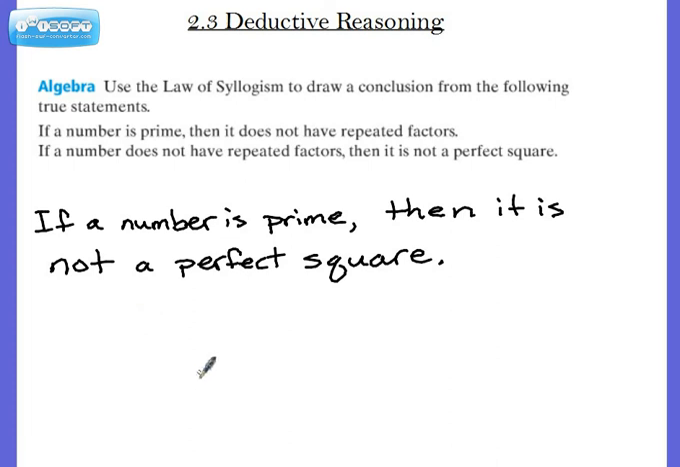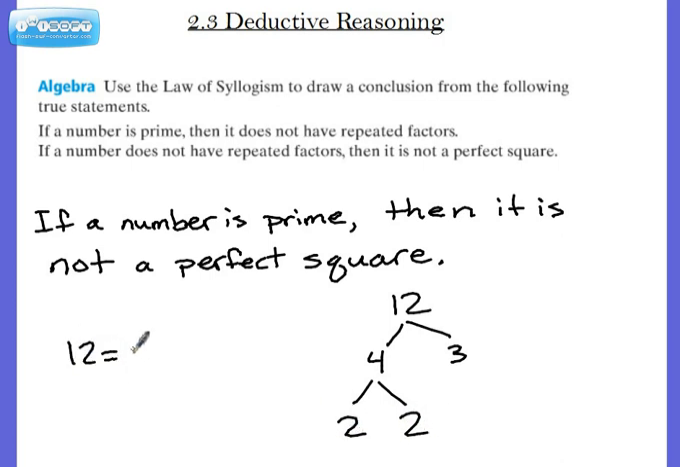And just as a quick tip, a repeated factor would be something like this. If I factored 12 down to its prime factorization, I can do 4 times 3 and then 2 times 2. Well, 2 is a repeated factor. It shows up multiple times because 12 is equal to 2 times 2 times 3. So that's what a repeated factor is: when one number shows up multiple times when we do the factor trees, the prime factorization.